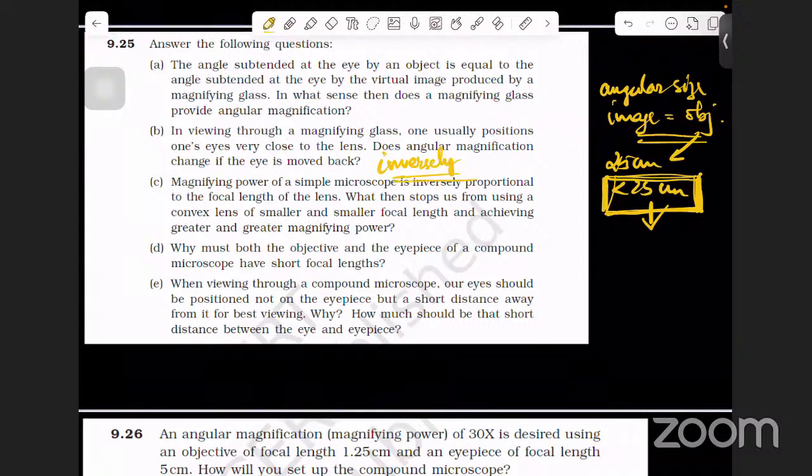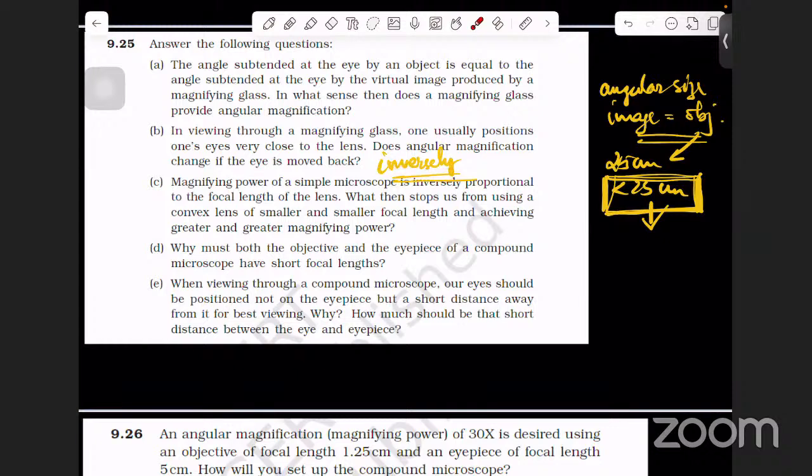This is because the angle subtended at the eye is less than the angle subtended at the lens. The lens is ahead of the eye, right? This is the eye and this is the lens. So this will subtend more angle than this, isn't it? This angle is of course more than this. So angular magnification is inversely proportional. If this distance is increased, then the magnification will decrease.